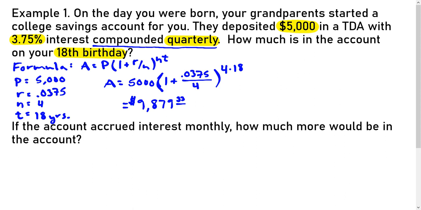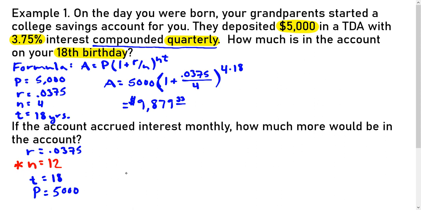All right, so the next thing says if the account accrued interest monthly, how much more would be in the account? So now we're making a comparison. All the values are the same except we're changing one, okay? We're changing the value of N this time to be 12. So N is 12 instead of 4. Our interest rate is still the same, our time is still the same, it's still 18 years, and our principal is still the same at $5,000.